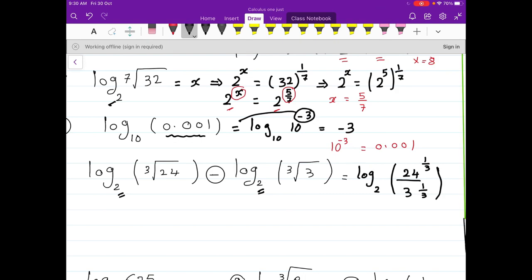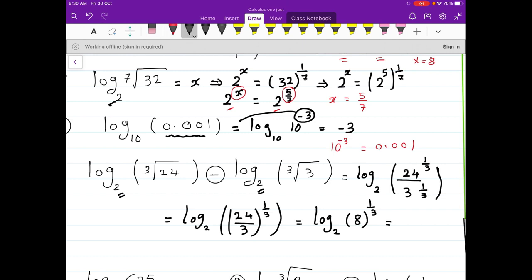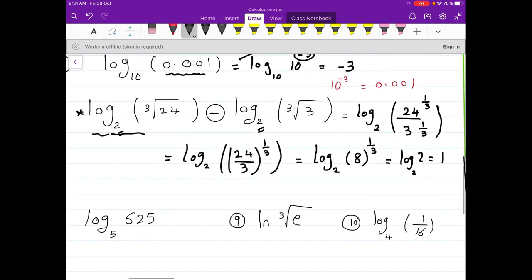This is equivalent to, we can write this term in the form log 2 of 24 over 3, all to the power 1 over 3. This is equivalent to log 2 of 24 divided by 3, which is 8, to the power 1 over 3. The cube root of 8 is 2, so this is equivalent to log 2 of 2, which is equal to 1. So we simplified this term. This term is equivalent to 1.